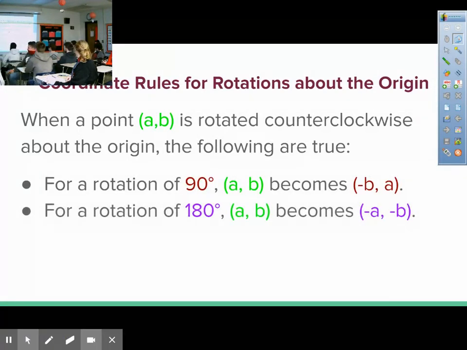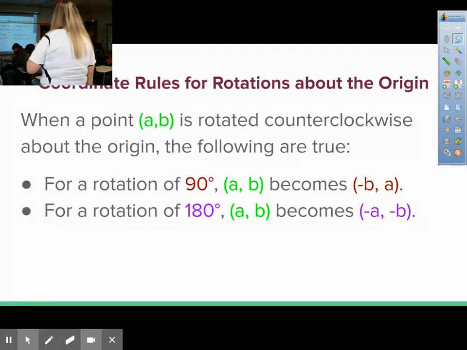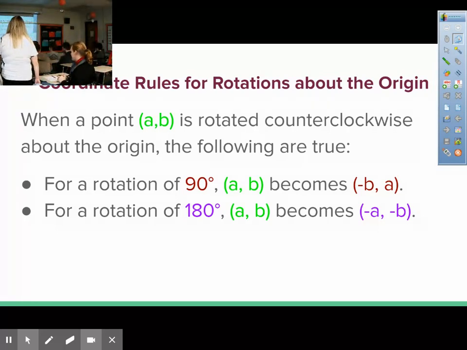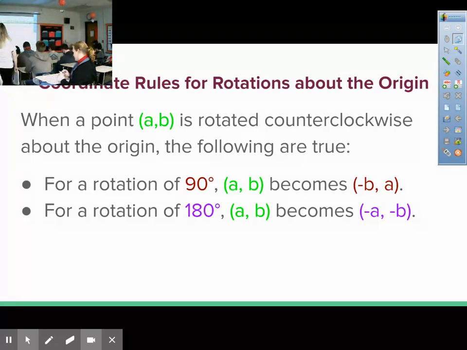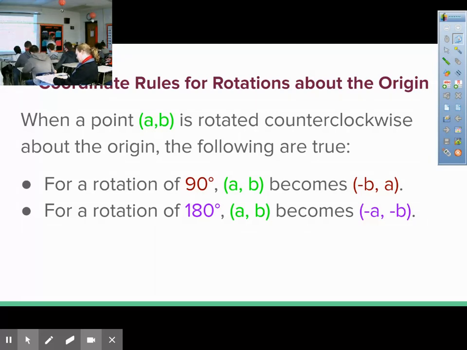Let me to the right of that. For a rotation of 180 degrees, AB becomes opposite of A, opposite of B. So for number two, you need to write opposite of A, opposite of B, negative A, comma, negative B. And then what does that mean in your own words? Yeah, change the sign of both your x and your y. So you don't have to do any type of flipping. All you do is change the sign of x and y.